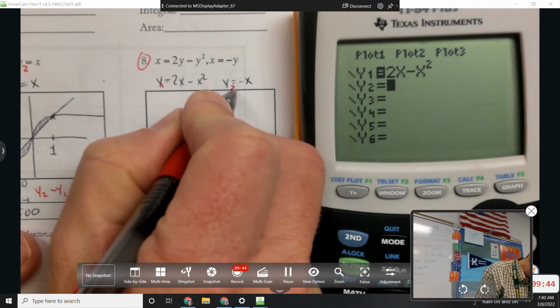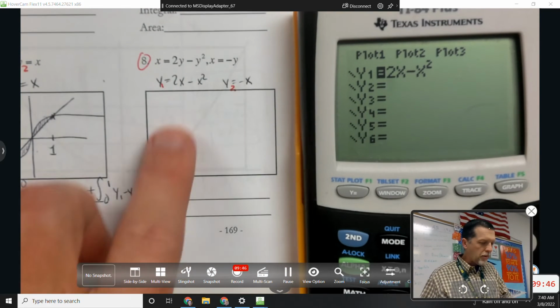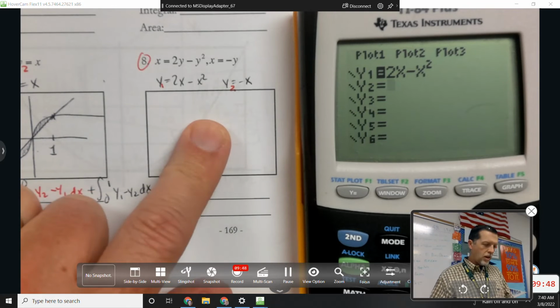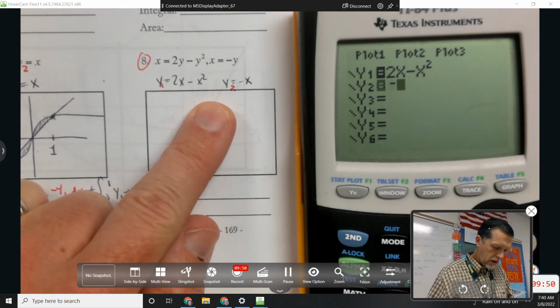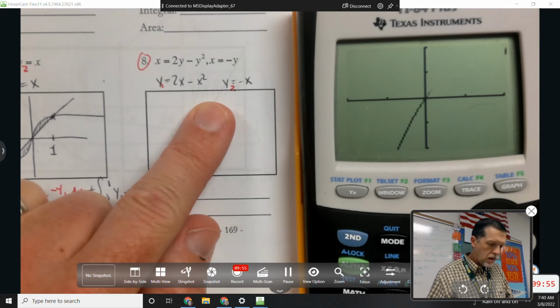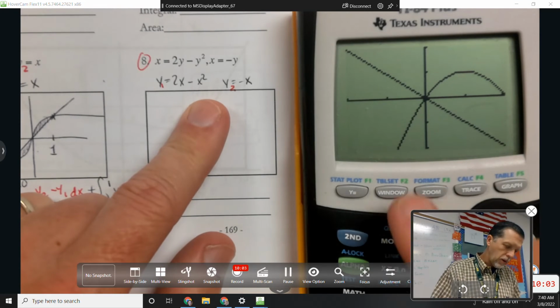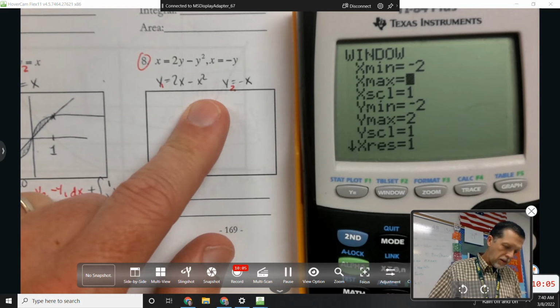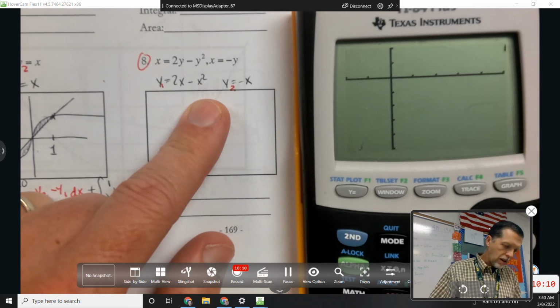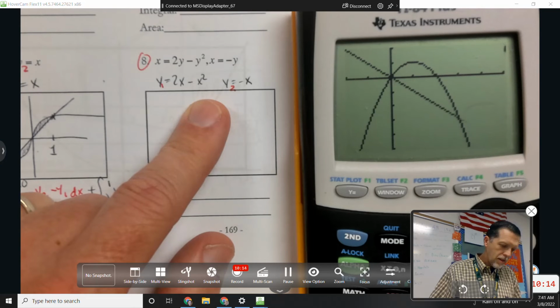Y1 and Y2. Again, make sure you label which one's Y1 and Y2 if you plan on using those abbreviations later. Negative x. Okay, my window is not great. I need to go over to the right some more. So maybe to 5, and it looked like I needed to go down some more. -5. There we go.